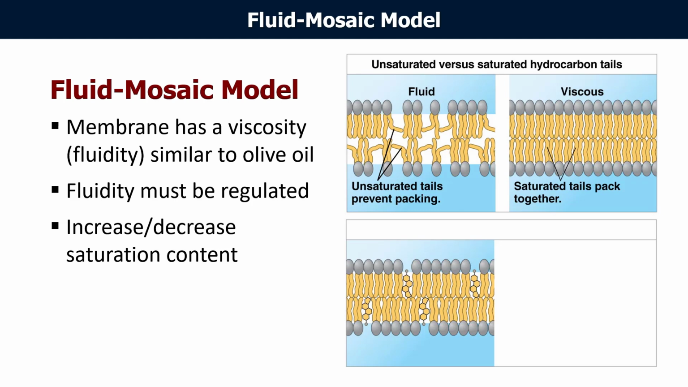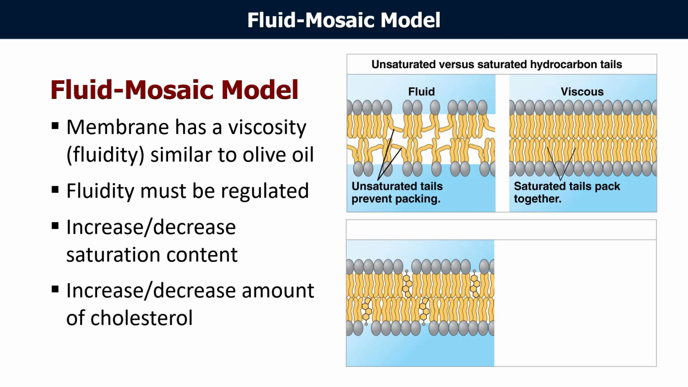Now, in addition to messing with the saturation content, the cell could also increase or decrease the amount of cholesterol in the membrane. Initially, when cholesterol is put into the membrane, it stiffens it up. You've probably heard about cholesterol being a problem in our blood circulation because it can solidify and clog arteries. Well, it can do the same thing within a membrane. So initially, you put some cholesterol in there and it'll stiffen the membrane up. But if the membrane were to cool down, which is a scenario where we would expect the membrane to solidify, kind of like putting melted butter in a refrigerator, as it cools down, the cholesterol prevents phospholipids from getting next to each other tightly. So it can kind of act in both directions.